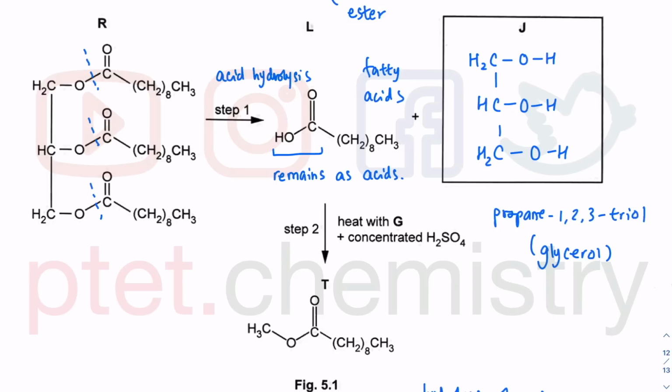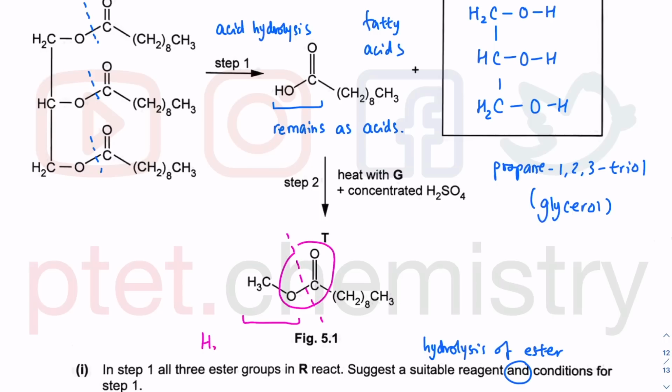In terms of your carboxylic acid, you react it with G, with concentrated sulfuric acid, in step 2. They can form that. Oh, okay. So this is saying this carboxylic acid can form another ester. And if I break up this ester, I can see that this side there is my new alcohol, CH3OH. So that must be G there.